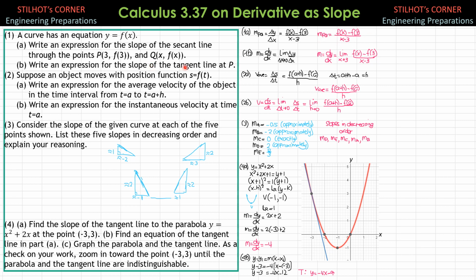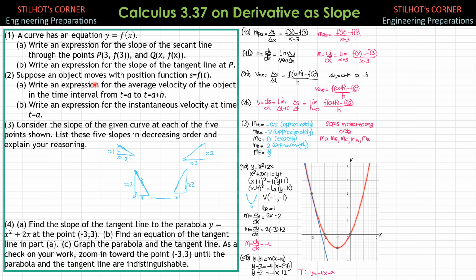Then the expression for the slope of the tangent line at P. The expression for the slope of the tangent line at P is denoted by m, and dy/dx, that's the limit of delta y over delta x as delta x approaches 0. Since we already set up this, then we just evaluate the limit of that. So limit as x approaches 3 of f of x minus f of 3 over x minus 3. So that's it for 1b.